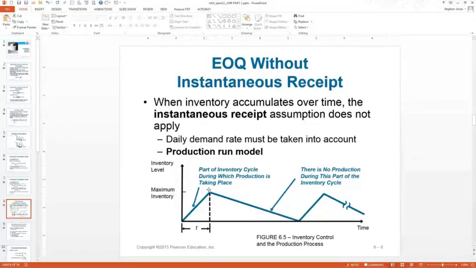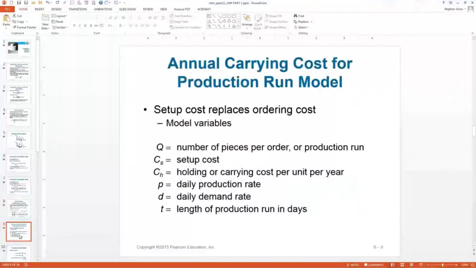But every time as this is going farther and farther down, you need to have production going up. You need to have some level of production here so that you don't completely run out, and you're building up your inventory here, and let it run out, build it up, let it run out, build it up, let it run out. And that is the non-instantaneous receipt model, or variation on this EOQ model.